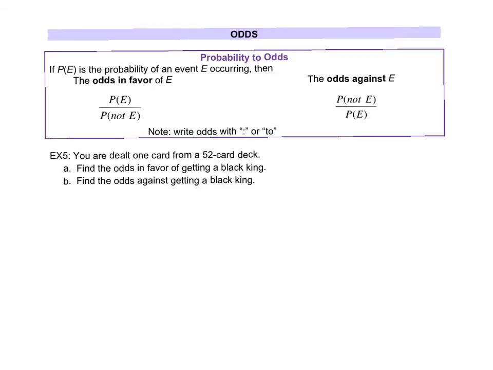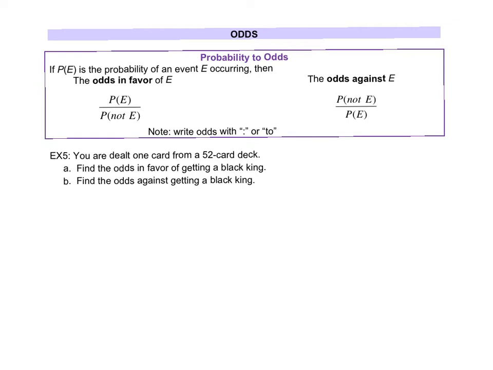Now we're going to move on to odds. And if you are familiar with odds, it's usually used when you are gambling. So again, with the gambling. When we write odds, we don't write the final answer as a fraction. We may start as a fraction, but we write it using a colon or the word "to."